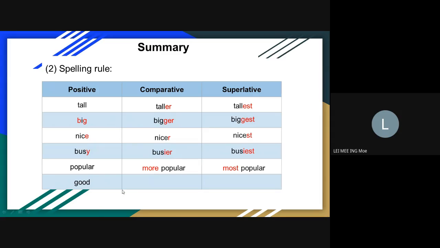The last form is our irregular form. So this one, you really need to memorize. Good, better, best. So that's our summary for today's lesson.